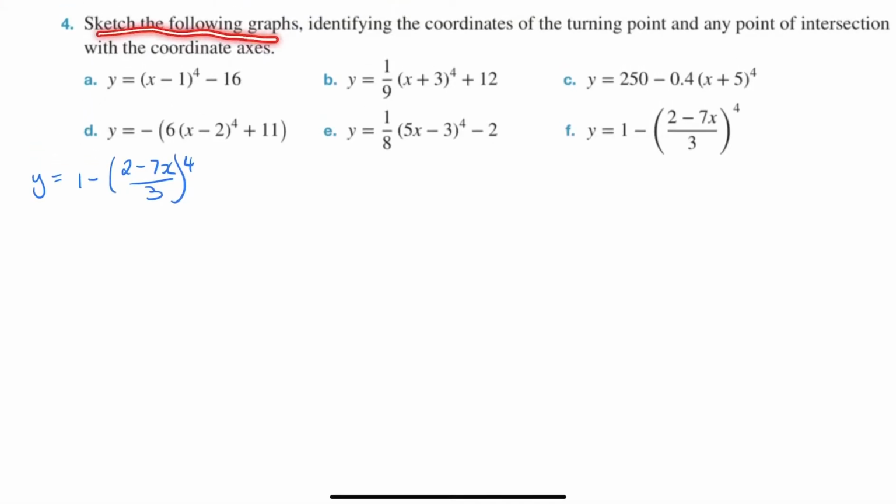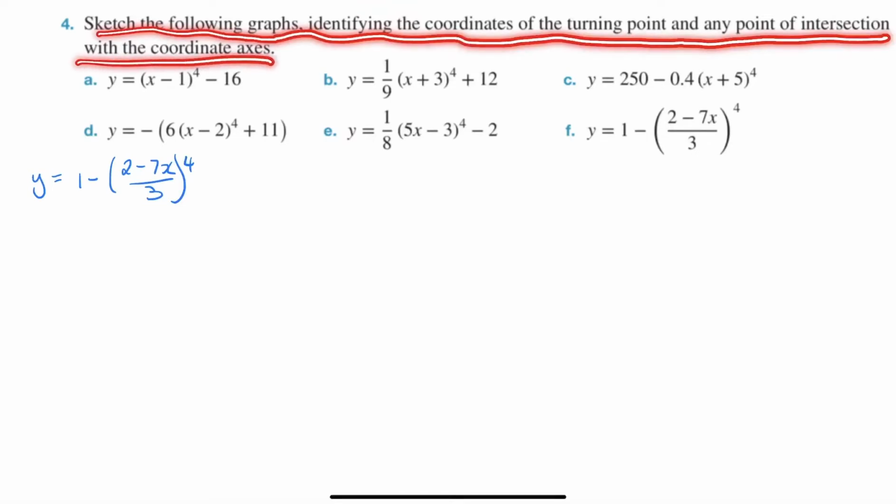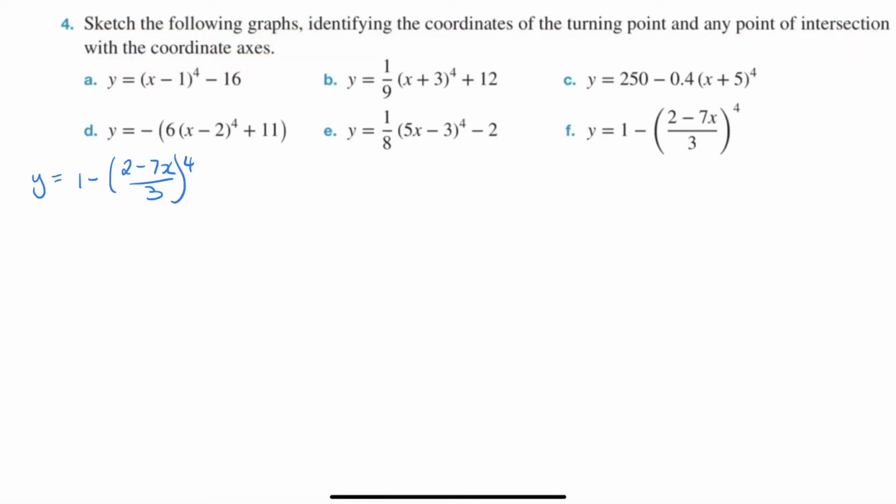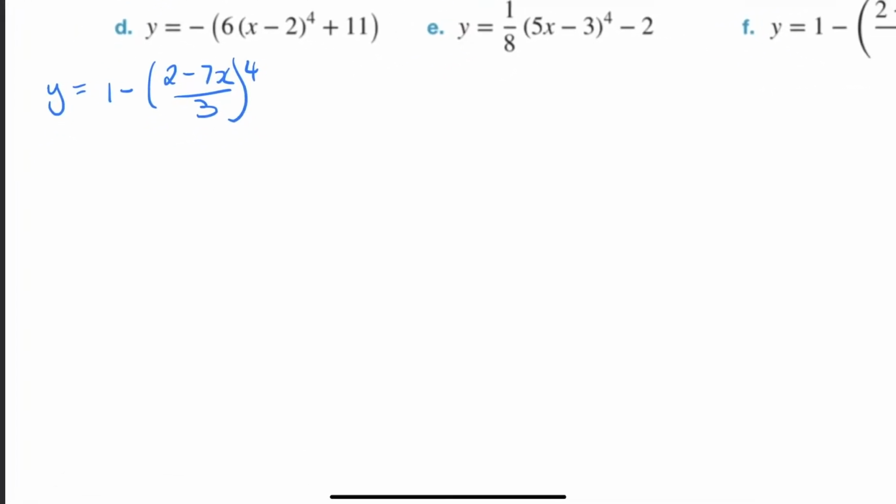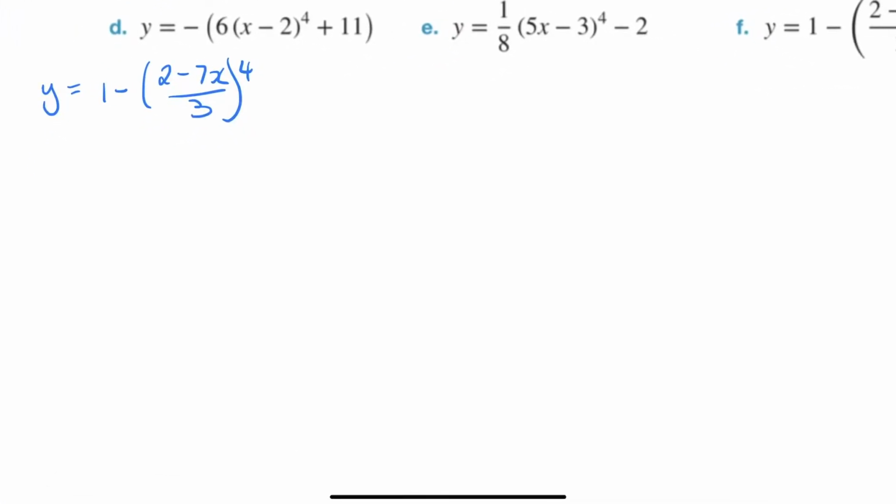Sketch the following graphs, identifying the coordinates of the turning points and any points of intersections with the coordinate axes. Right, this one we're looking at is number F. What I'm going to do is enlarge it because it's going to be a lot of writing, and then I will make it a little bit smaller at the end.